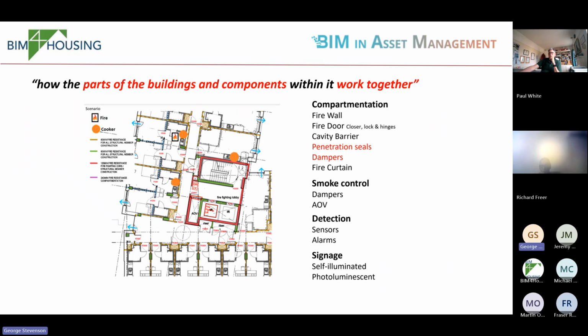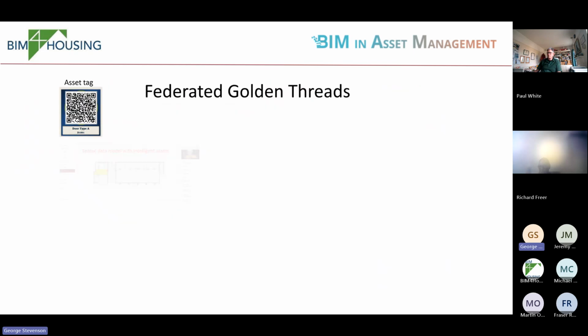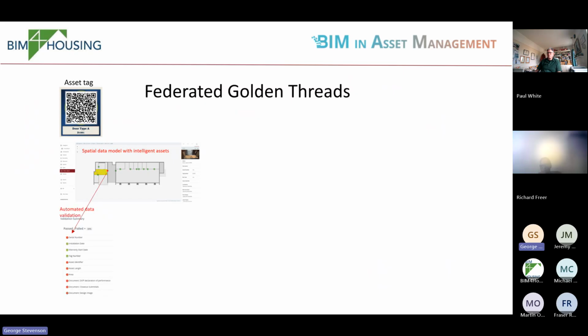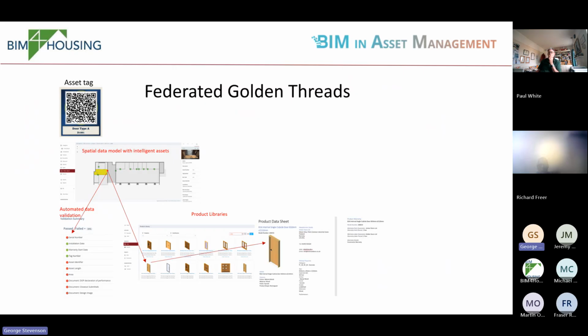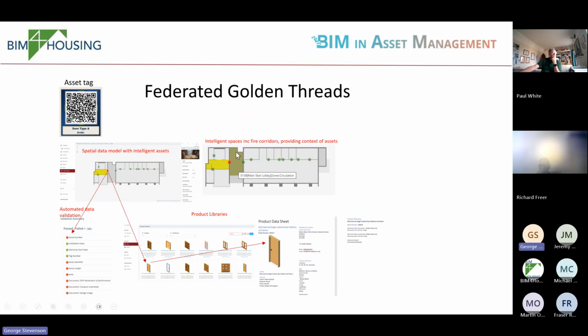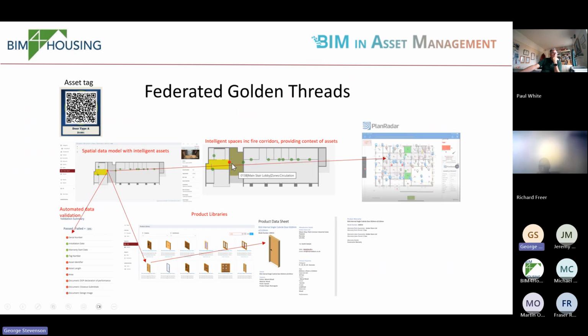So this is the philosophy of the golden thread: systems of systems that work together, and also holding the information about those in a joined up and connected way. So we can then federate information that's coming from lots of different sources, and then we can make sure that the asset is protecting those spaces. So that stairwell there and the office there, those are what's being protected by that individual door in that individual wall.